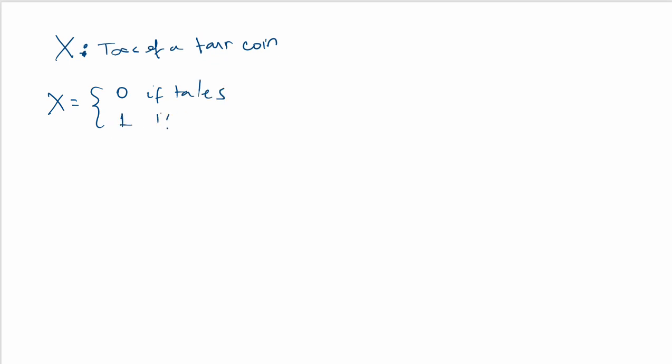The histogram of a fair coin, a toss of a fair coin. So this is my variable x. Oops, sorry. This is my variable x. x can be 0 if it's tails, and 1 if heads. Okay. So let's start the procedure.